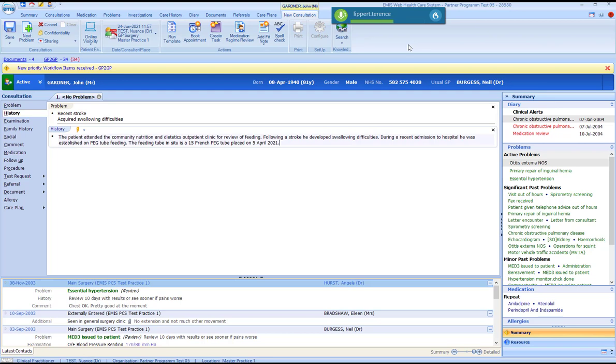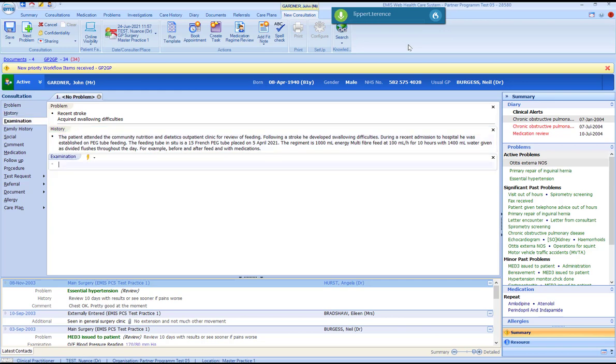The regimen is 1,000 milliliters energy multifiber feed at 100 milliliters per hour for 10 hours, with 1,400 milliliters water given as divided flushes throughout the day. For example, before and after feed and with medications. Go to examination. Weight 80 kilograms, new line, height 175 centimeters, new line, BMI 26 kilograms per square meter.